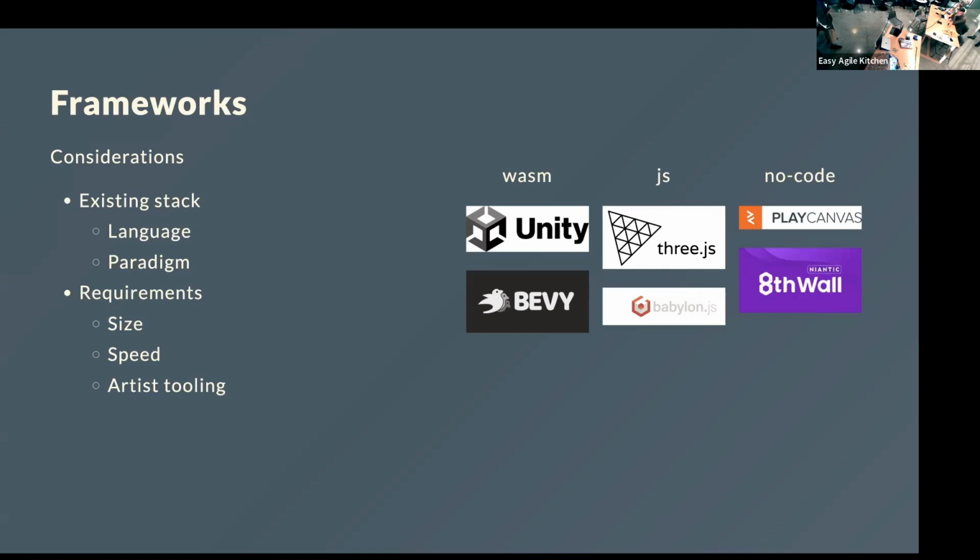So first of all, you've got these native-first engines that also target the web. So Unity and Bevy. Unity is C++ and C#. Bevy is Rust. You make a native application, but then you set a flag when you're compiling or exporting, and then it'll also go to WebAssembly.